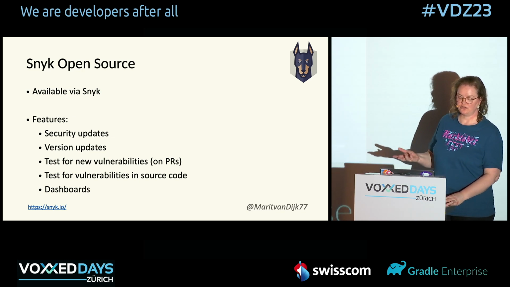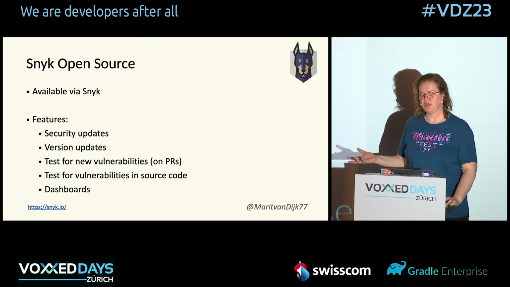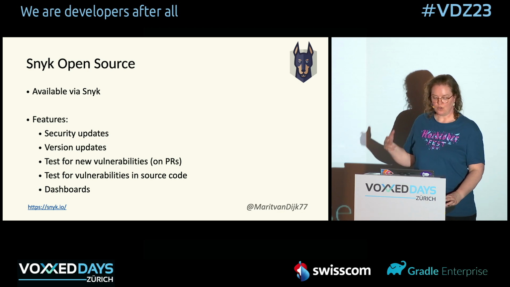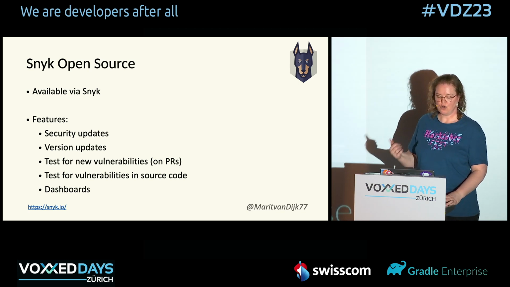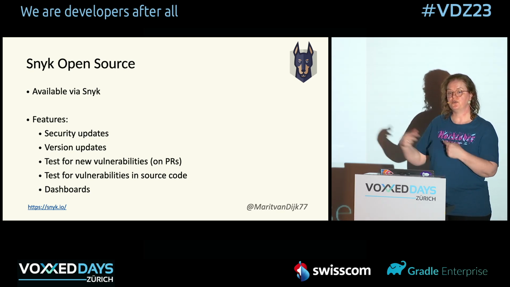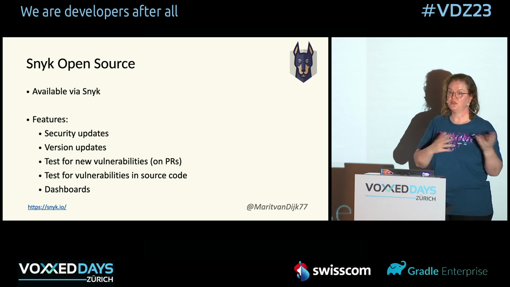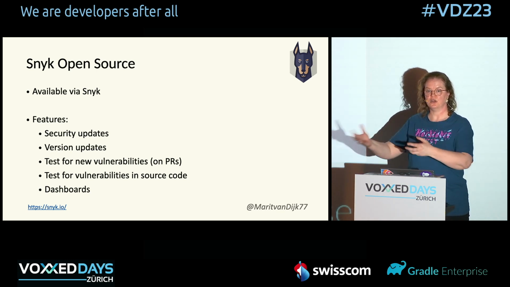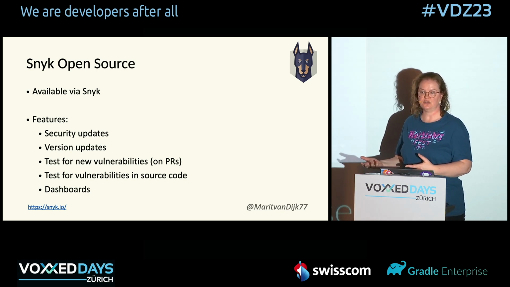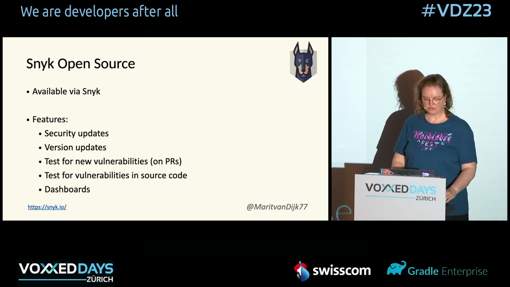So the last option is Snyk Open Source, which is available via Snyk. They also offer security updates and version updates. But in addition to that, they offer the option to test for vulnerabilities on incoming PRs, which the other two don't have, which can be useful because then you know that a PR doesn't add vulnerable dependencies in between scans.